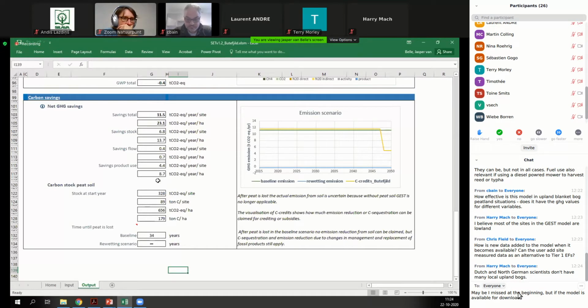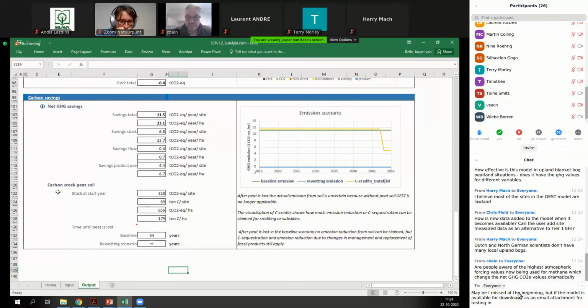And here at the bottom is the carbon stock in the peat soil at the start year, which was in this case calculated to be 328 ton CO2 equivalents or 89 ton carbon for this half hectare site. And the baseline emissions would have led to disappearance of the peat within 34 years, is the estimate.